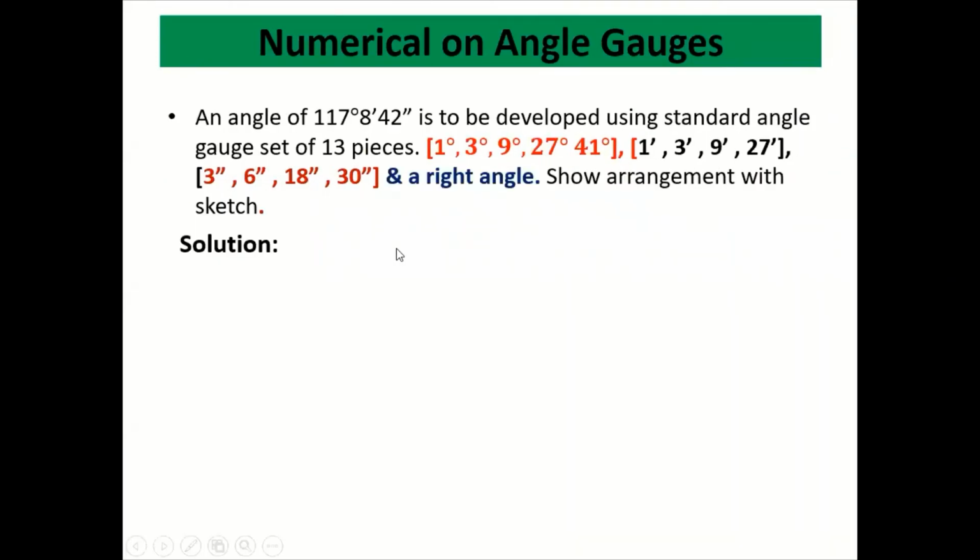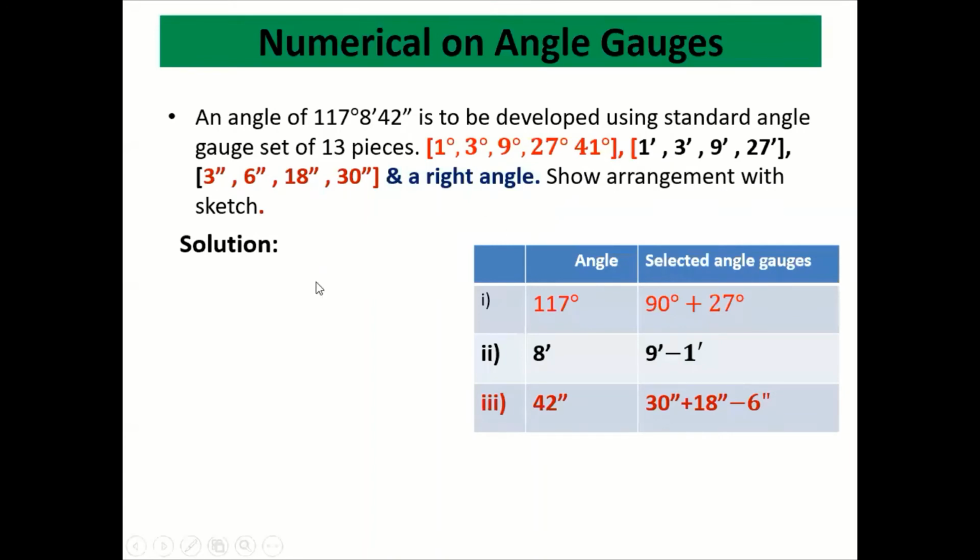An angle of 117 degree, 8 minutes and 42 seconds is to be developed using a standard angle gauge set of 13 pieces. So that 13 pieces is divided into degree, minutes and seconds. Along with that, there is one right angle, and show the arrangement with sketch. So it's very easy now. If you see here, we are having a 90 degree right now.